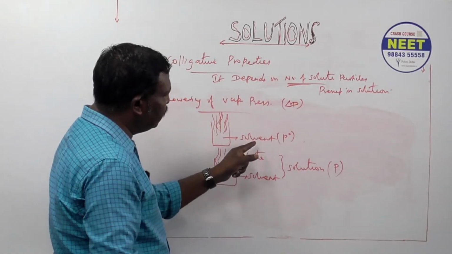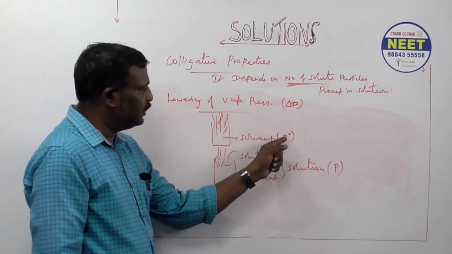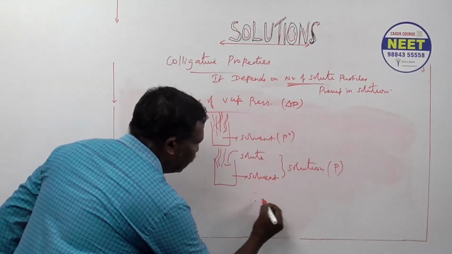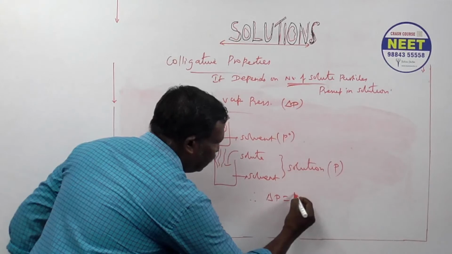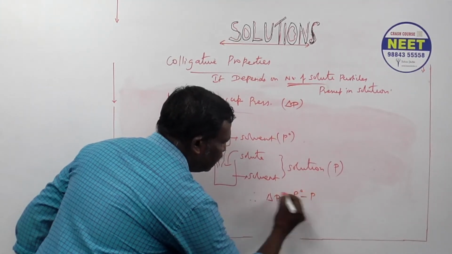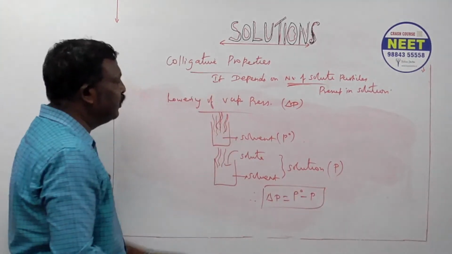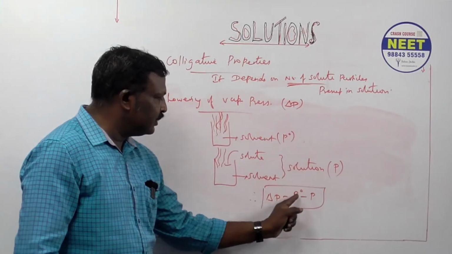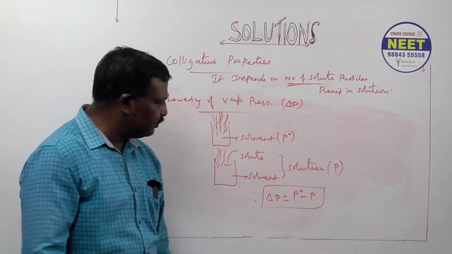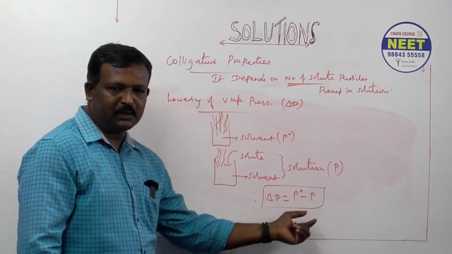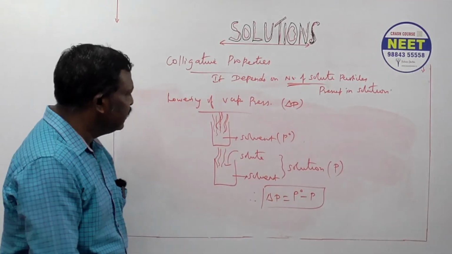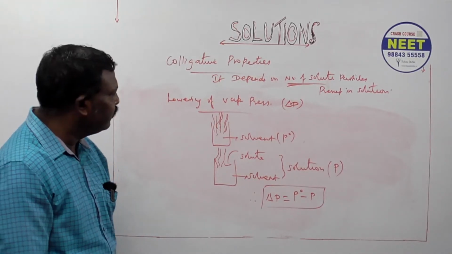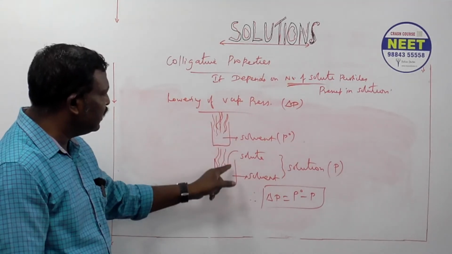Who is having more vapor pressure, P naught or P? P naught. So what's the formula? Del P is P naught minus P. It's only having more when compared to this. So del P is equal to P naught minus P. This is the formula for lowering of vapor pressure. Simply they will give the two values, you subtract and get the answer. This is the first formula. If you want, put the diagram roughly.